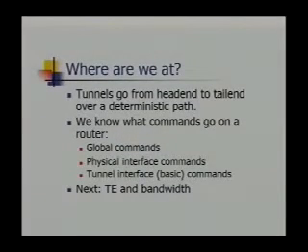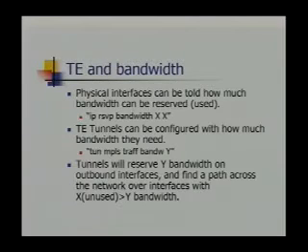So we're at checkpoint 1. Looking back over what we've zipped through, tunnels go from a head end to a tail end, possibly through midpoint routers, over a deterministic path that stays the same until various reoptimization events. We've covered the commands that go on a router at a global level, on physical interfaces, and on our TE head ends, what commands are necessary for each traffic engineering tunnel. So now we're going to dive into traffic engineering and its relationship with bandwidth. And again, if you've got questions, please walk up to the microphone, and because this builds on a lot of stuff, I'd like to get those covered nice and early.